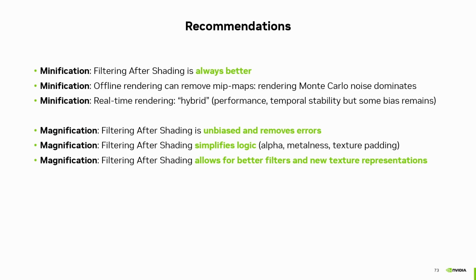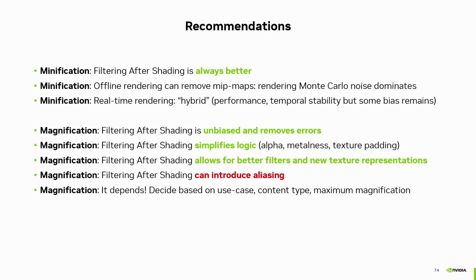Pros are that it's unbiased, it removes errors, it simplifies logic, like you don't need to take care of premultiplied alpha. You can apply metalness workflow. For virtual textures, you can get rid of the padding, etc. And it allows for better filters and new compressed texture representations like our neural texture compression. However, it can introduce aliasing, it can change the look, so it depends. Decide based on your use case, content type, etc.